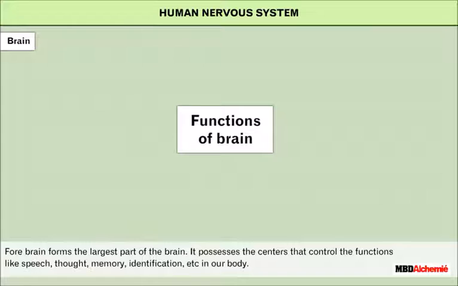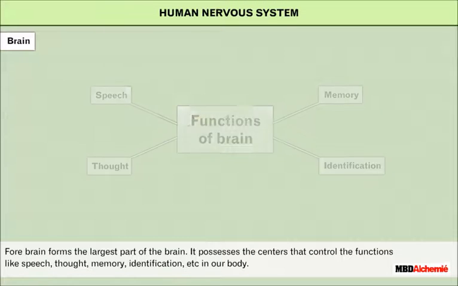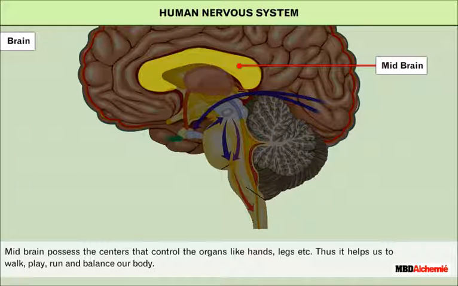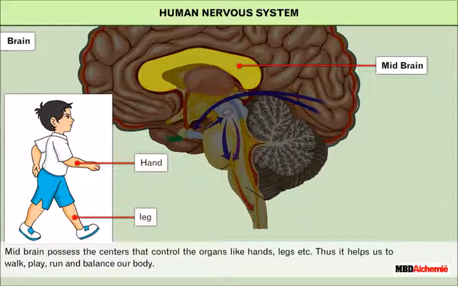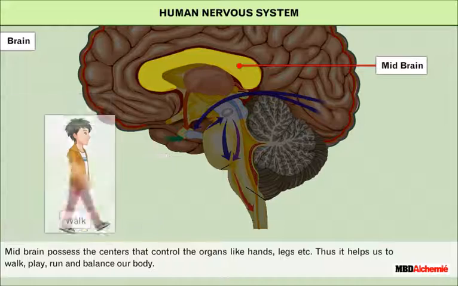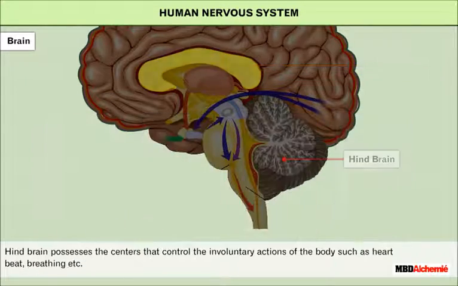It possesses the centers that control functions like speech, thought, memory, identification, etc. in our body. Midbrain possesses the centers that control organs like hands, legs, etc. Thus it helps us to walk, play, run, and balance our body.